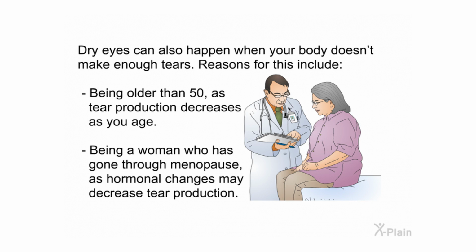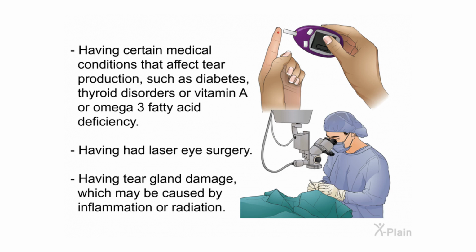Dry eyes can also happen when your body doesn't make enough tears. Reasons for this include being older than 50, as tear production decreases as you age. Being a woman who has gone through menopause, as hormonal changes may decrease tear production. Having certain medical conditions that affect tear production, such as diabetes, thyroid disorders, or vitamin A or omega-3 fatty acid deficiency. Having had laser eye surgery. Having tear gland damage, which may be caused by inflammation or radiation.